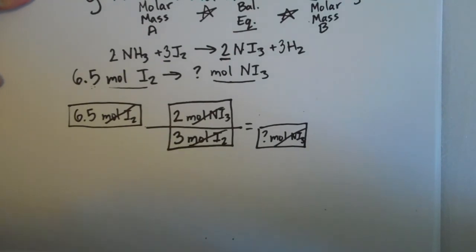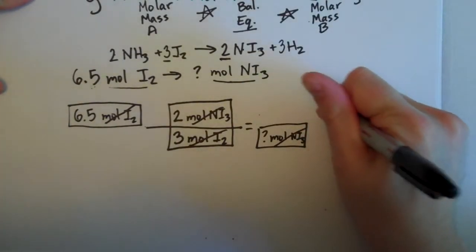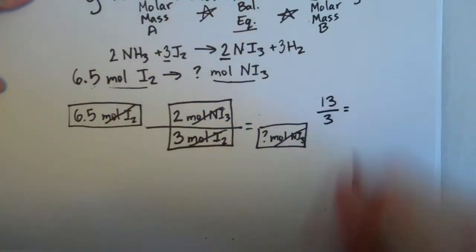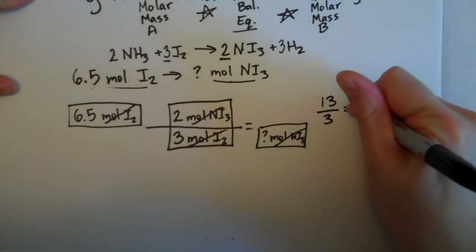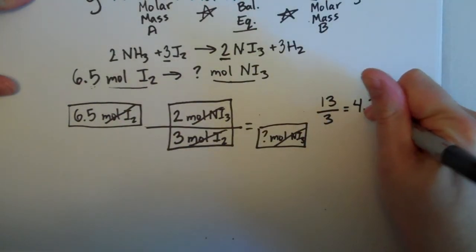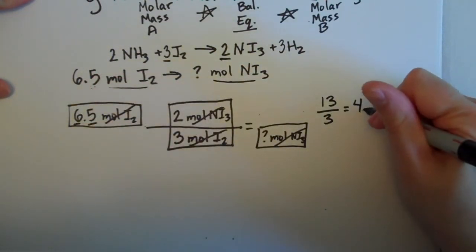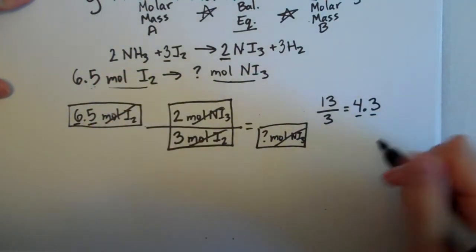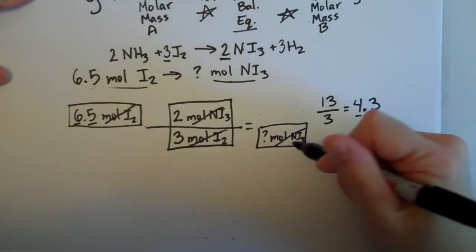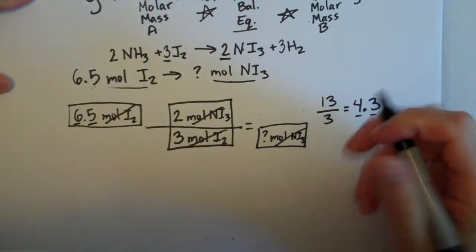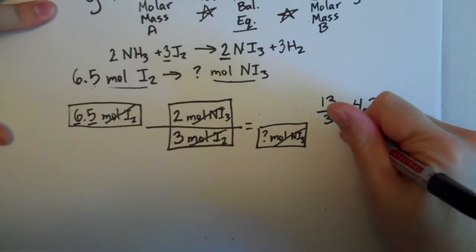Now it's just multiplication. So 6.5 times 2 is going to give us 13. On the bottom we have a 3. Okay, 13 divided by 3 gives us 4.3. You'll notice that we had 2 sig figs to start with in our problem, so we better end up with 2 sig figs in our answer. Well, what are our units? Well, question mark moles of NI3, so that has to be our unit.